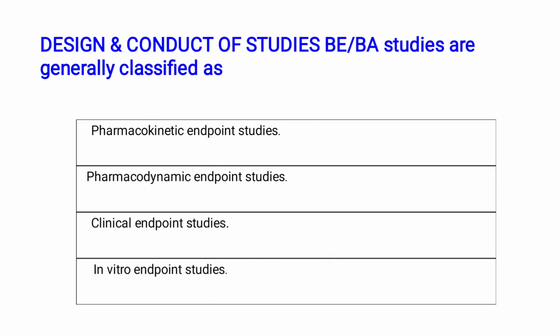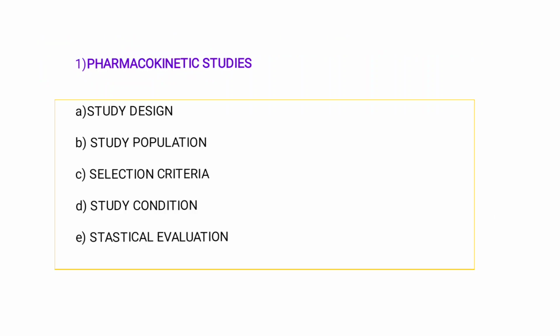Design and conduct of studies. Bioequivalence and bioavailability studies are classified into four types: pharmacokinetic endpoint studies, pharmacodynamic endpoint studies, clinical endpoint studies, and in vitro endpoint studies. Pharmacokinetic studies include study design, study population, selection criteria, conditions, and statistical evaluation.